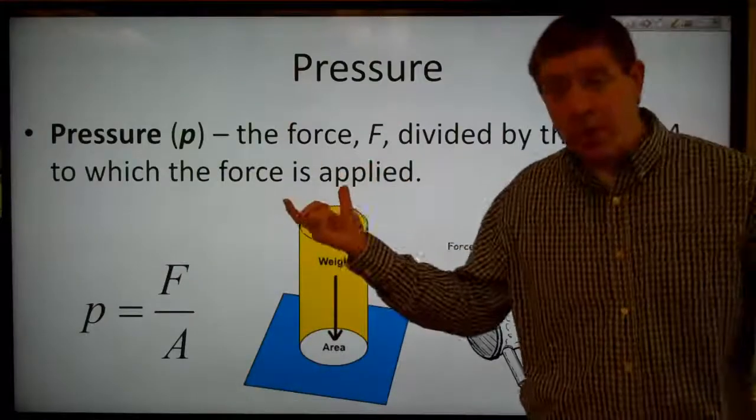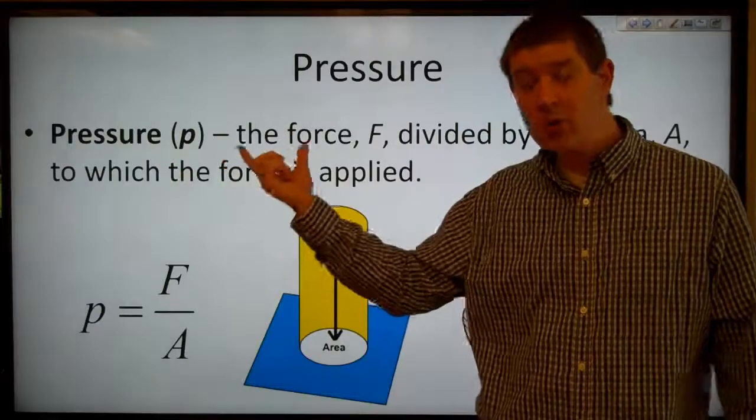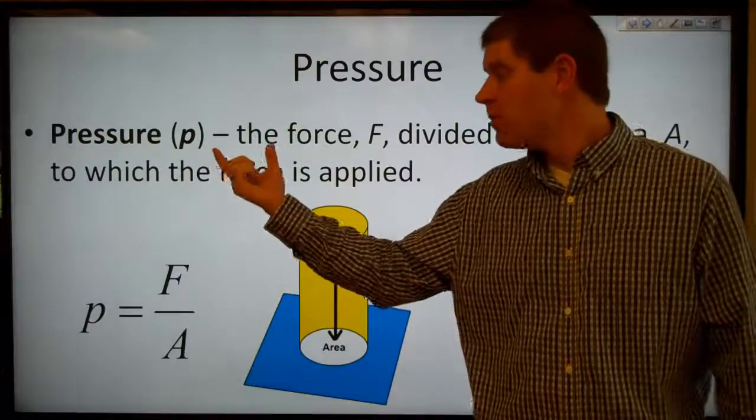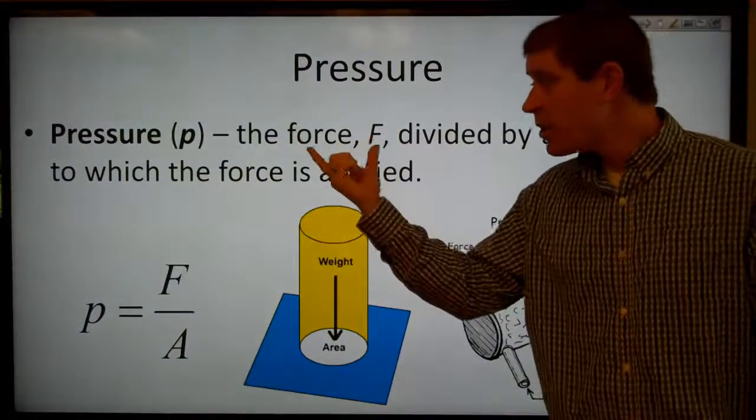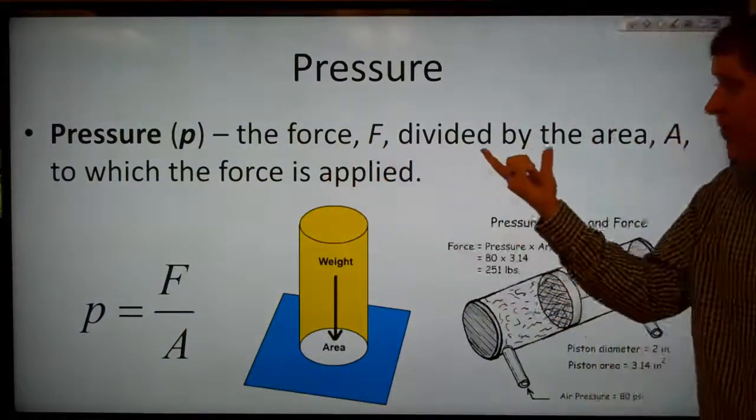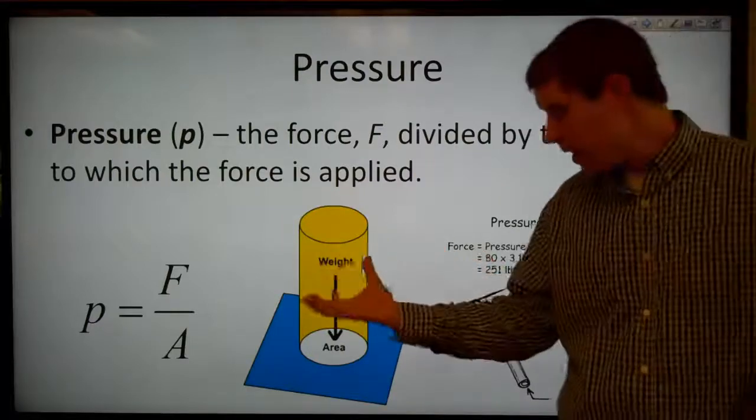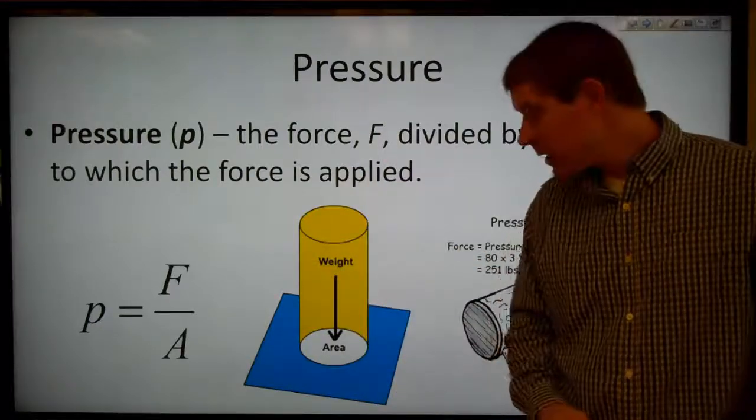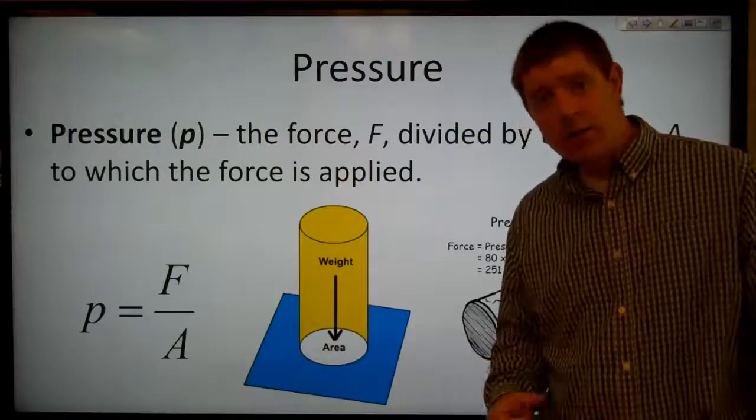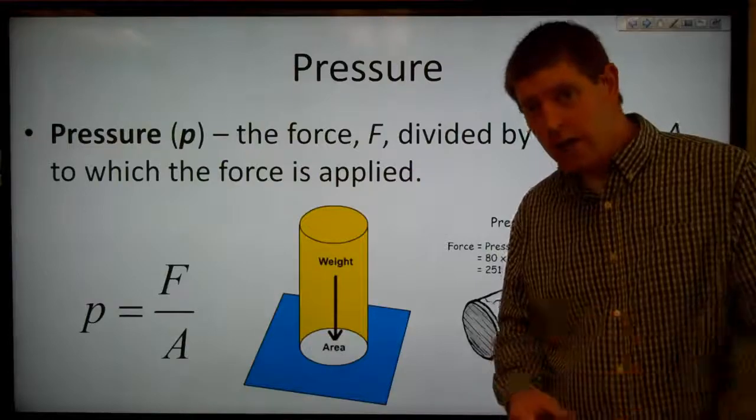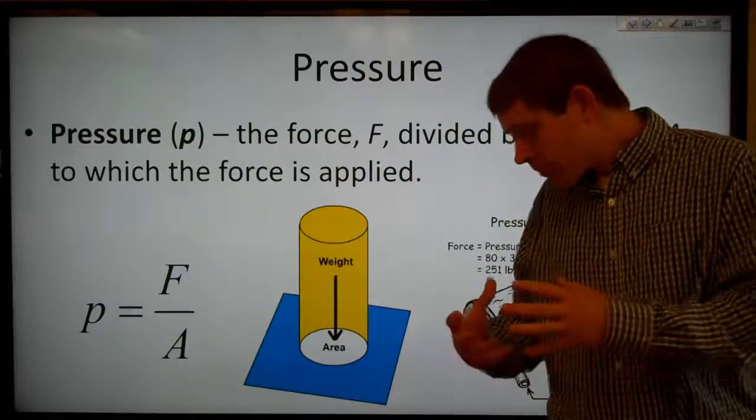So, pressure, which we symbolize either as a lowercase p or an uppercase P. I usually use an uppercase P. Zumdahl uses a lowercase p most of the time. So pressure P is the force F divided by the area A to which the force is applied. So if we take some weight and set it on a table, let's say, the area to which that weight is applying its force is the size of the bottom of the weight.